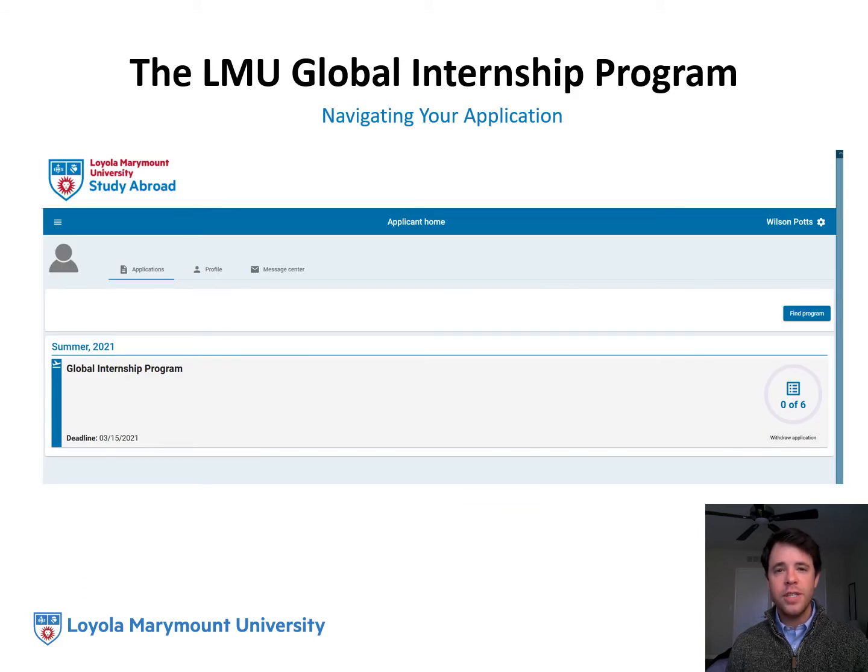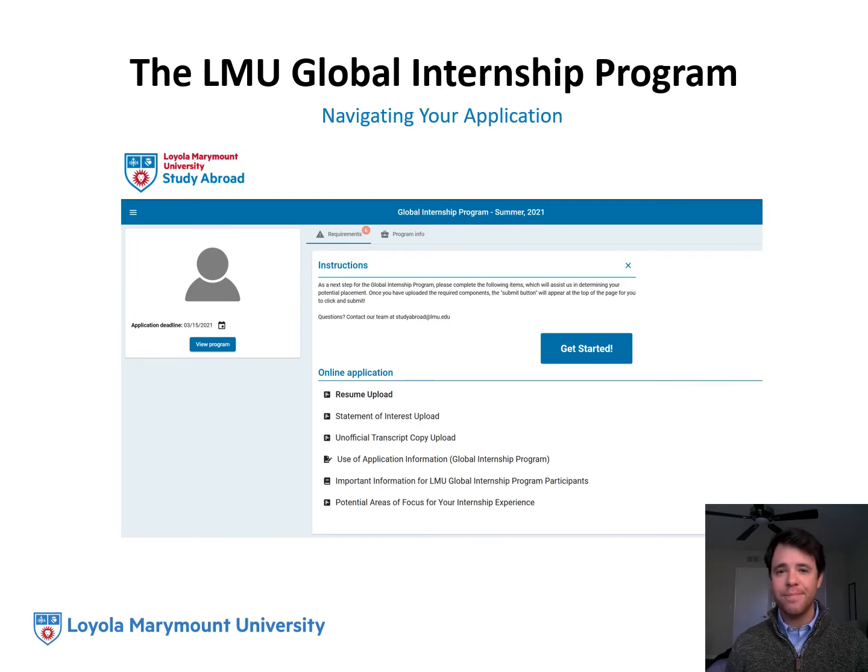Once logged in, you should see your global internship application under the Summer 2021 term. Click this Global Internship Program tab to access your Summer 2021 materials. Upon opening your application, you'll notice that there are 6 steps required in order to complete your Global Internship Program onboarding. These are a resume upload, a statement of interest, an unofficial transcript copy, a use of application information document, important information for LMU Global Internship Program participants, and last but not least, potential areas of focus for your internship experience.